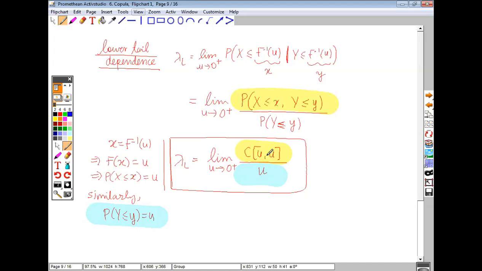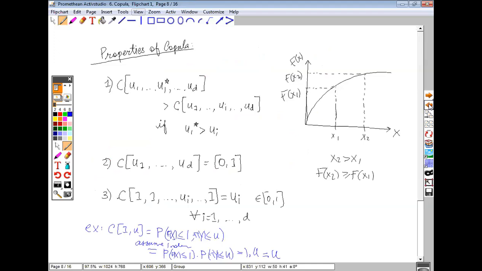But ma'am, if we have C_XY(u, v), then it's clear that I want X less than or equal to x and Y less than or equal to y. But where you have written C(u1, ..., ud), I didn't understand what those mean exactly.